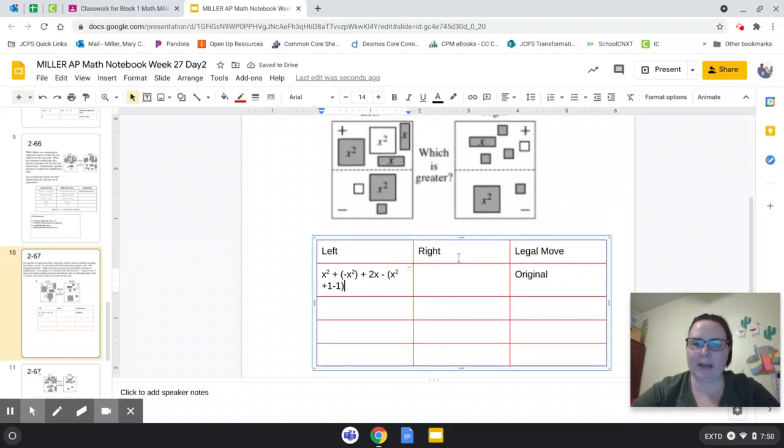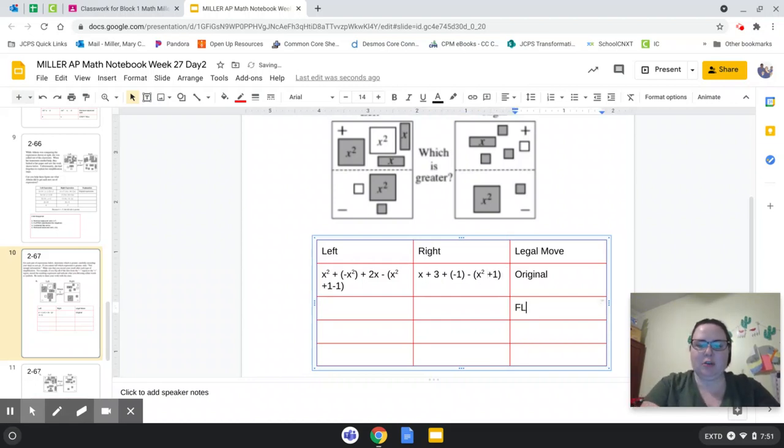Okay, then on the right, we have x plus 3 plus negative 1. Then subtract the quantity of x squared plus 1.